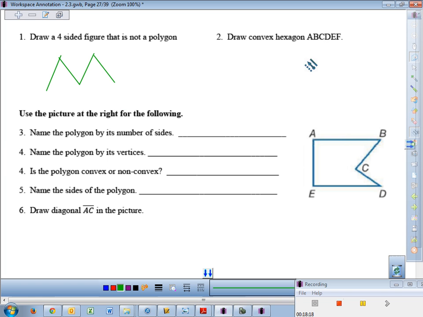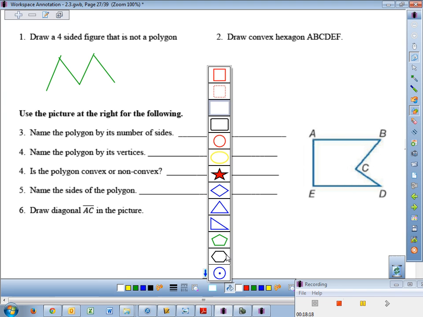Draw a convex hexagon, A, B, C, D, E, F. So first of all, let's talk about this. Hexagon, how many sides? 6. Convex, in our own words, should it dent in or not dent in? So check out your geometer and find the wonderful hexagon on there. Is it convex in the first place? Which number is it on the geometer? 14. Might as well draw that dude, right? Use that geometer to your advantage.